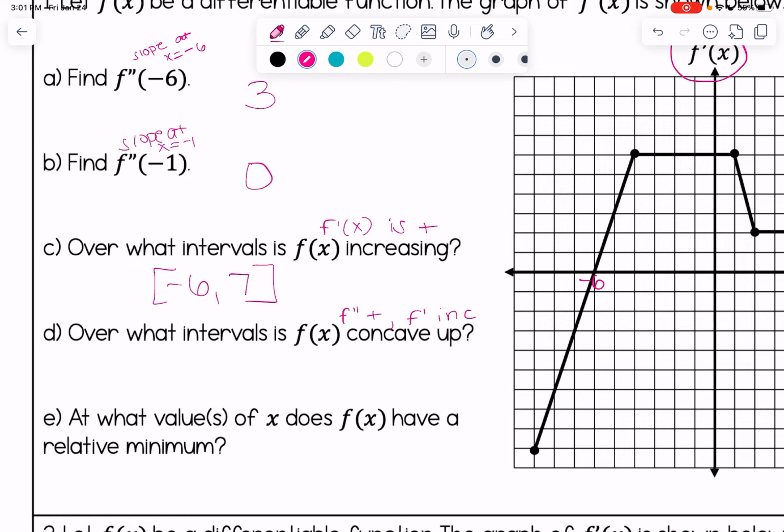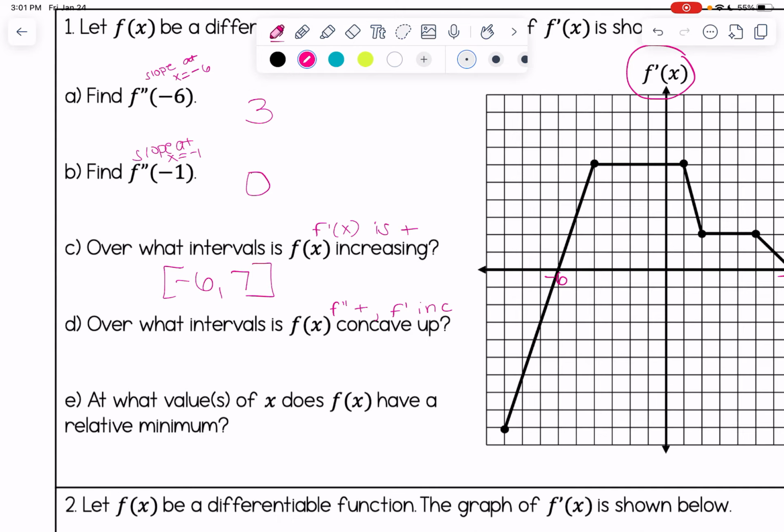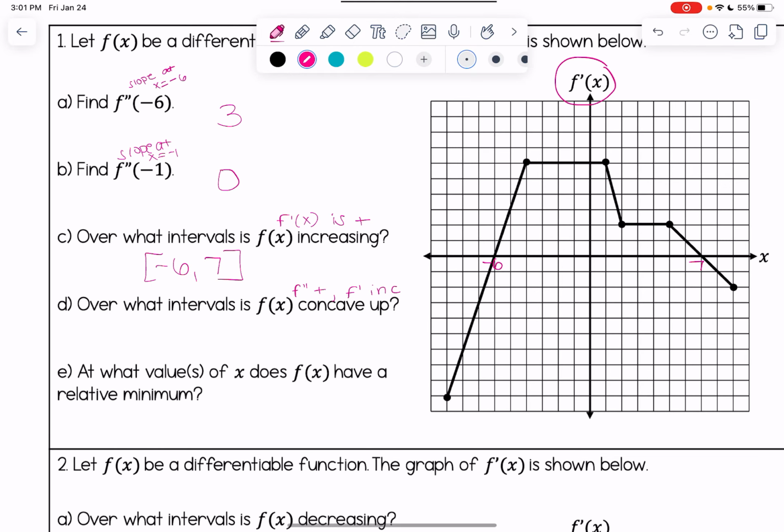So again, to recap that, when we think of concavity, we often think of the second derivative. And yes, concave up would mean second derivative is positive. That would also, though, imply that the first derivative is increasing, and I can see that that's happening on this graph from -9 to -4.